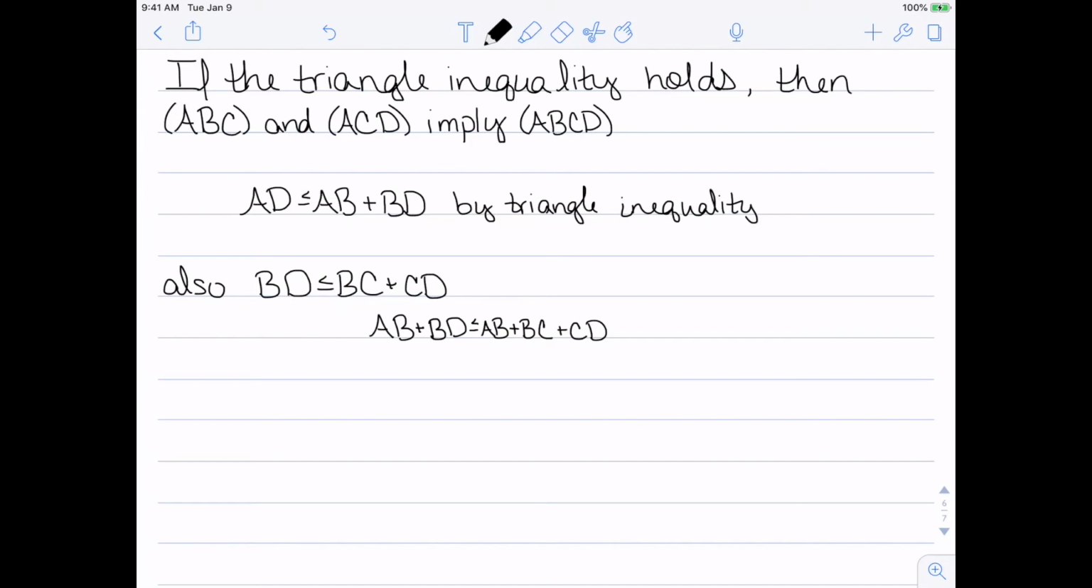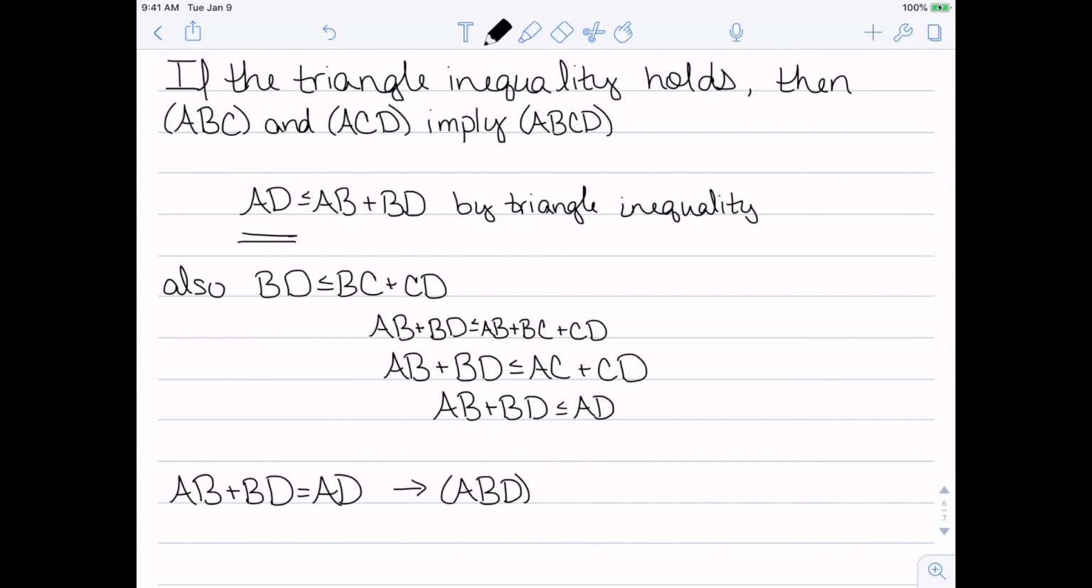That gives us that AB plus BD is less than or equal to AB plus BC plus CD. Well, since ABC, we know that AB plus BC is equal to AC. Since we also have ACD, we know that AC plus CD is equal to AD. So now I have that AB plus BD is less than or equal to AD. But from my first statement up here, I also know that AD is less than or equal to this. So if it's less than or equal to and greater than or equal to, it must be equal. So that tells me that AB plus BD is equal to AD, which means ABD, and using my previous theorem that I just proved, that gives me all 4 of them. So we know that the line is ABCD.